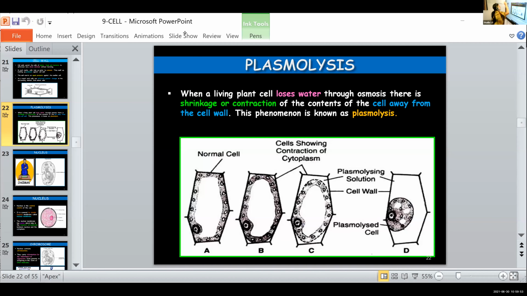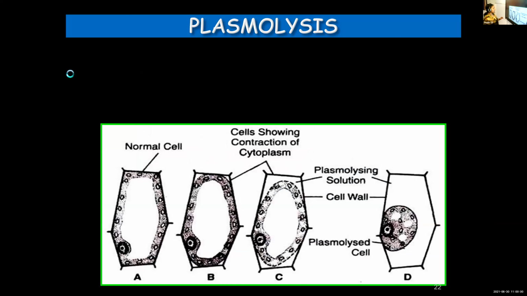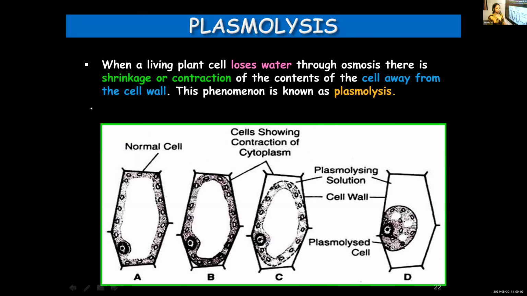Now we are going to learn about an important process called plasmolysis. Lysis means splitting, breaking. Here you can see the picture of a normal plant cell. When a plant cell is placed in a very concentrated solution, what will happen to the cell? Yes, the cell will lose water by osmosis and shrink.